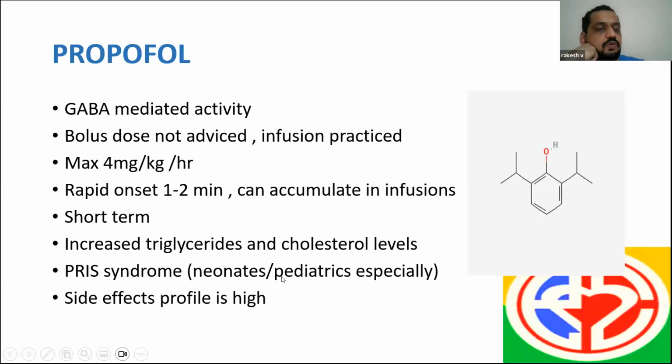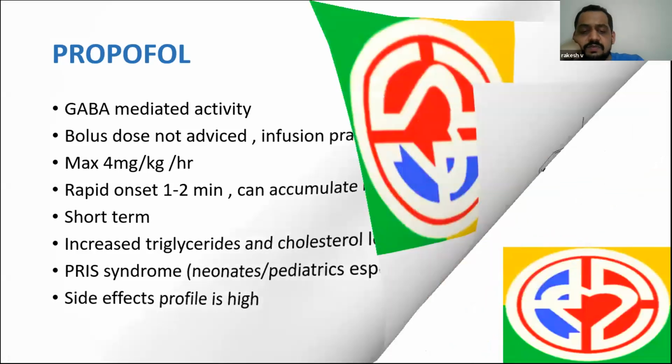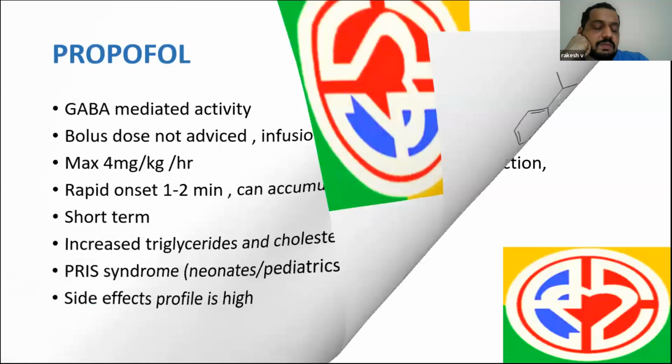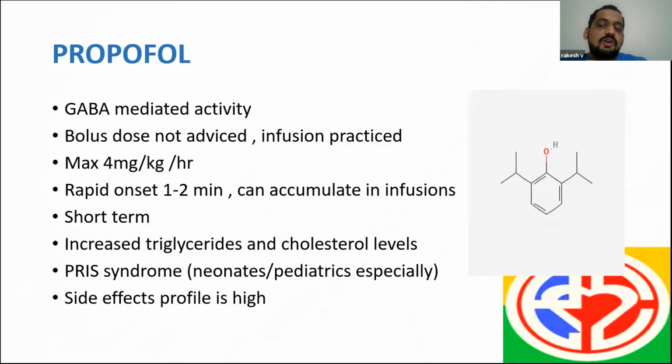The maximum dose you can go is 4 mg per kg per hour. It's a rapid onset drug, the action comes in 1 to 2 minutes of time, and it's short acting. But the only problem with propofol is increased levels of triglycerides because it's an oil-based drug. There is increased chance of triglycerides and cholesterol levels and chances of PRIS, propofol infusion syndrome, which is generally seen in neonates and pediatrics especially.